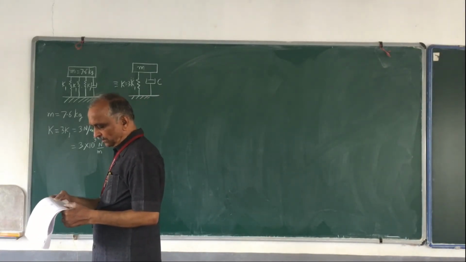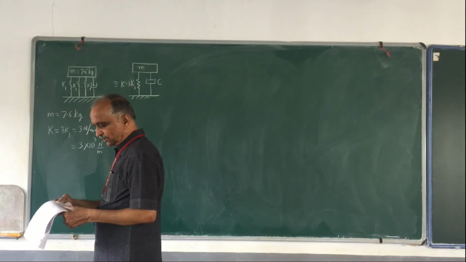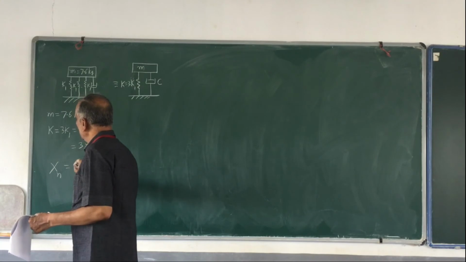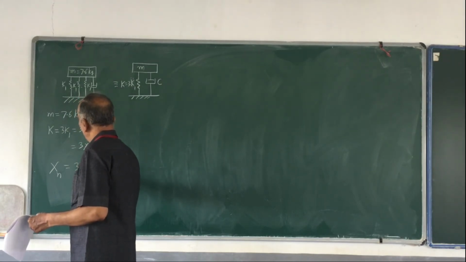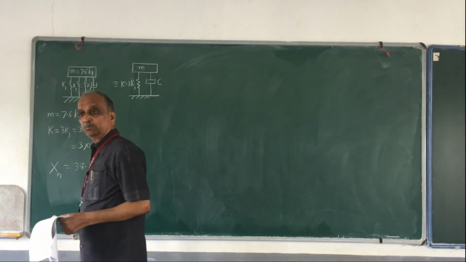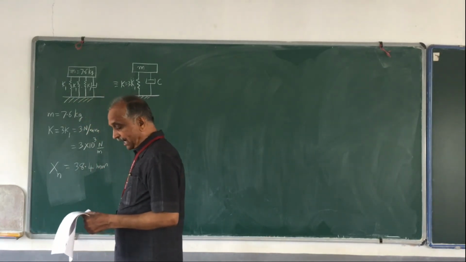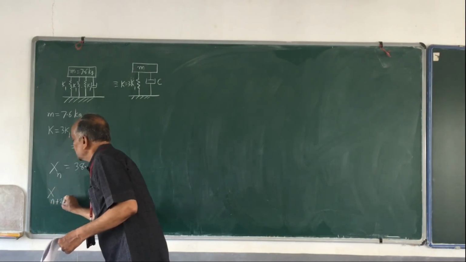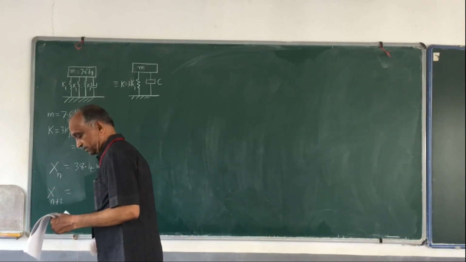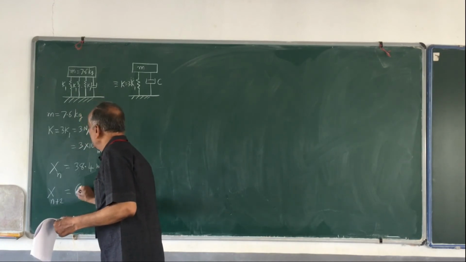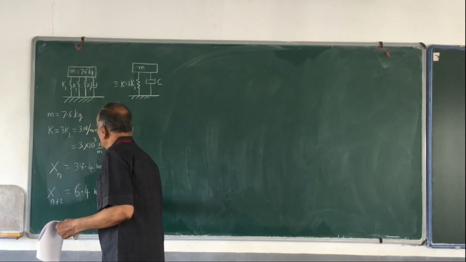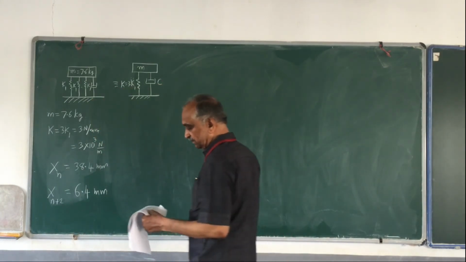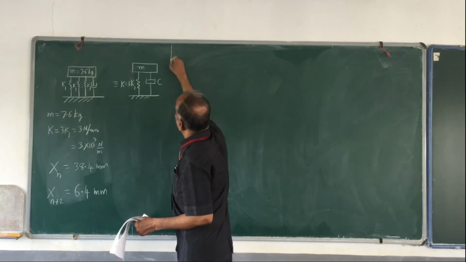It is found that the amplitude of vibration diminishes from, at some time, say x1 is 38.4 millimeter. The amplitude is 38.4 millimeter. Then after two cycles, x(n+2) becomes 6.4 millimeter. So now we shall make use of all this.